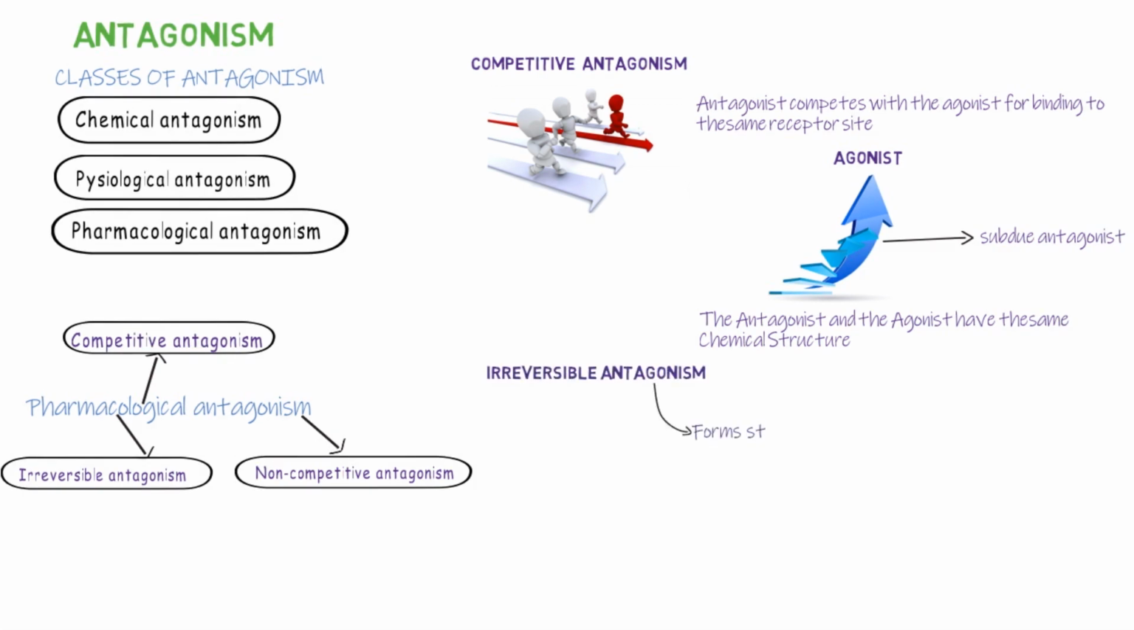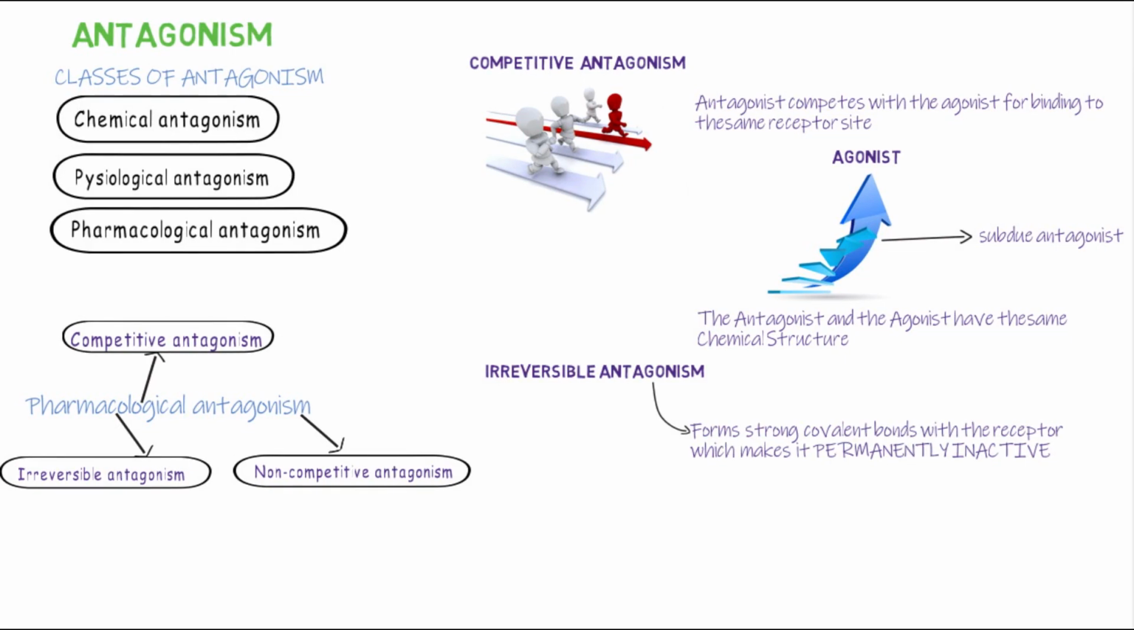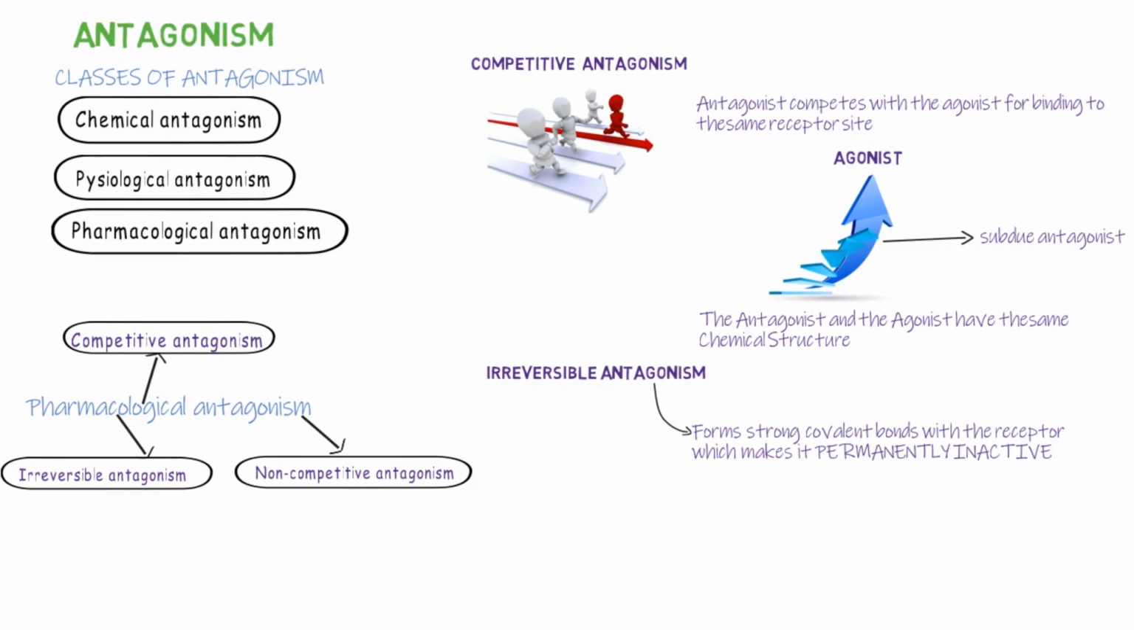So let's see the irreversible antagonism. Irreversible antagonism usually forms strong covalent bonds with the receptor, which makes it permanently inactive. Unlike the competitive antagonism, we cannot overcome irreversible antagonism by increasing the concentration of the agonist.